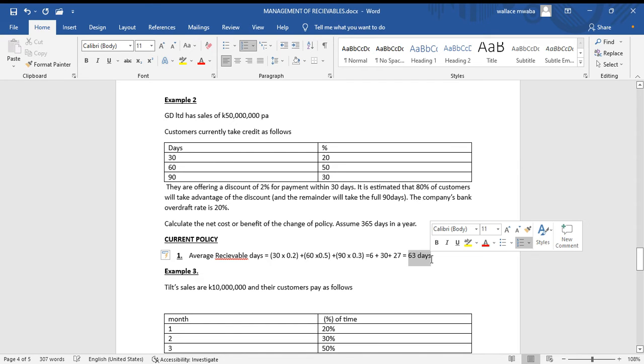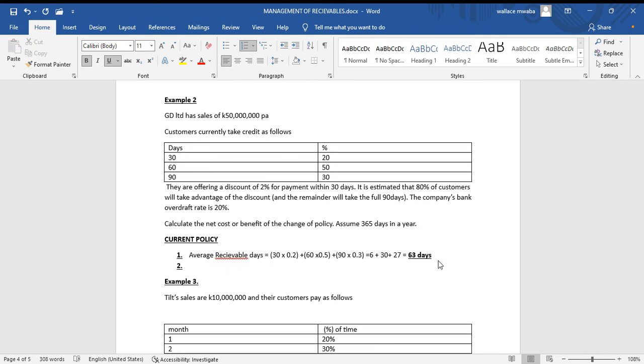Next, we're going to find out our average receivables. To get our average receivables, we take our average receivable days, and we've been told to assume 365 days in a year, so divided by 365.